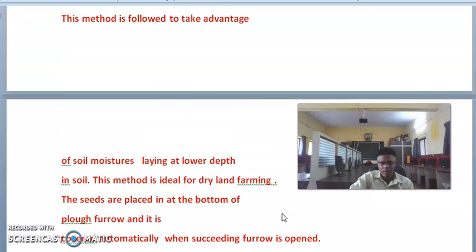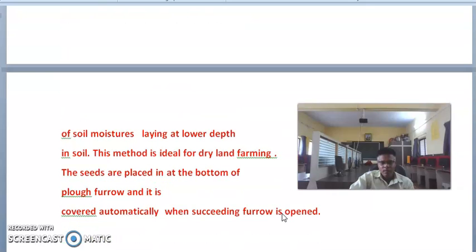These are the sowing methods which are followed in India as well as Maharashtra. So students, study carefully and we meet in our next lecture.